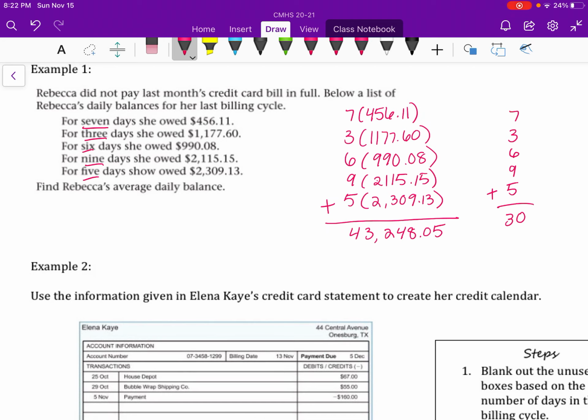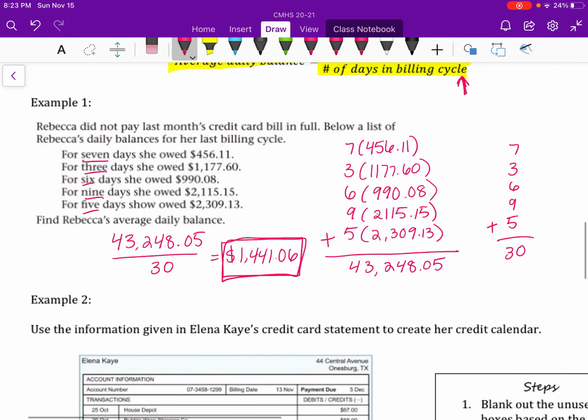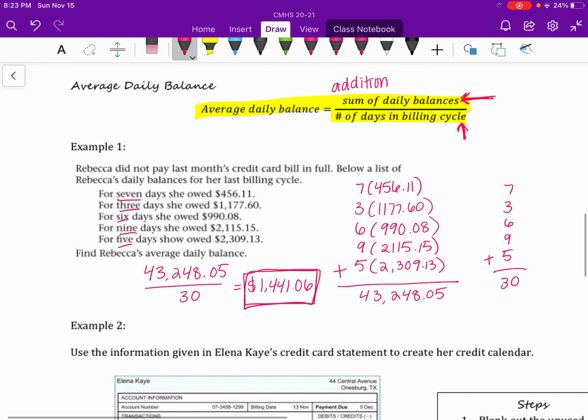So now let's find the average daily balance. We're going to divide 43,248.05 over 30. And that number is $1,441.06. So that is her average daily balance for the billing cycle.